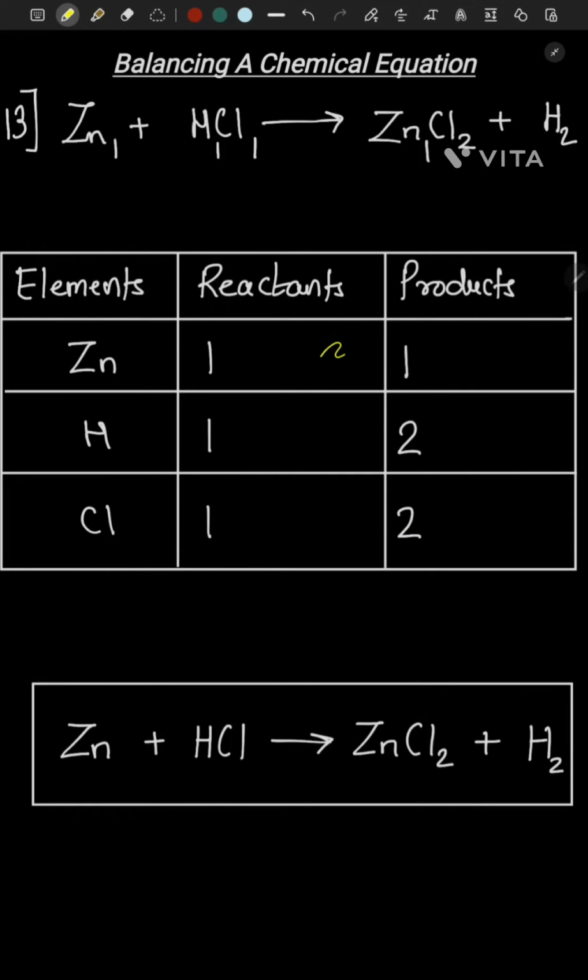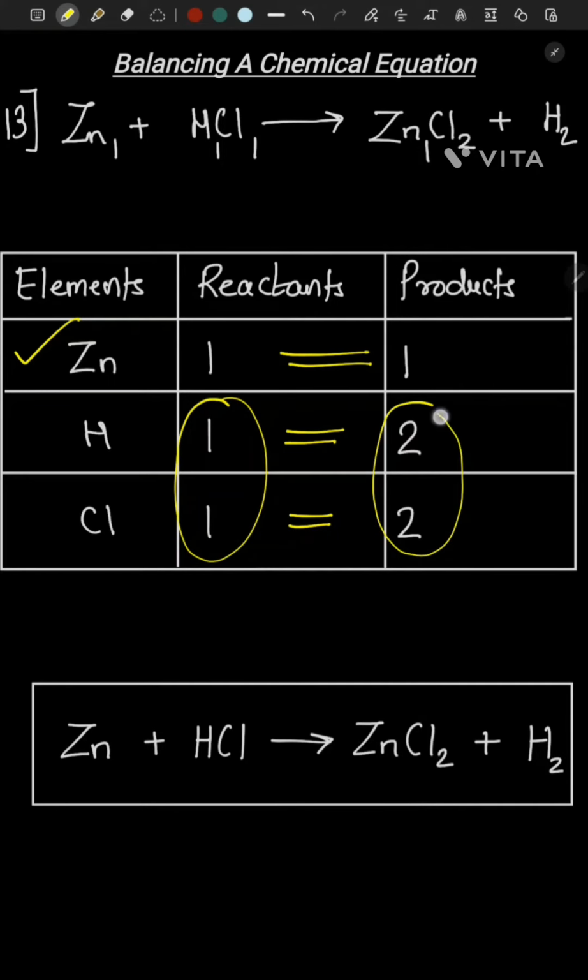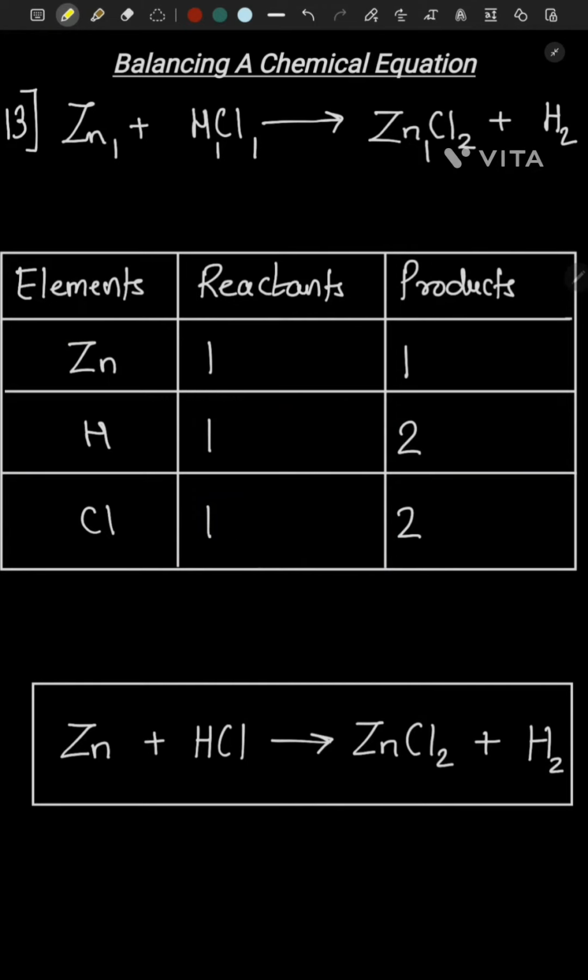When we compare the reactant and the product side for zinc, it seems to be the same, so zinc is balanced. But what about hydrogen and chlorine? On the left we have 1, but on the right we have 2. Are they balanced? No. So chlorine and hydrogen are not balanced. How are we going to balance this? As zinc is balanced, we should not touch it.